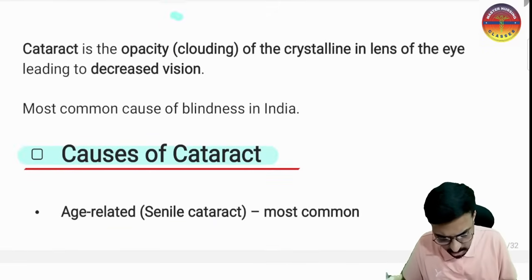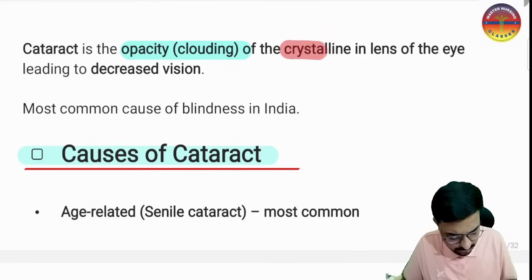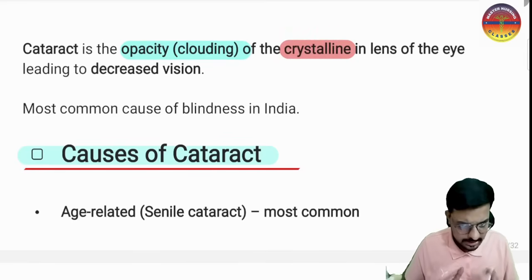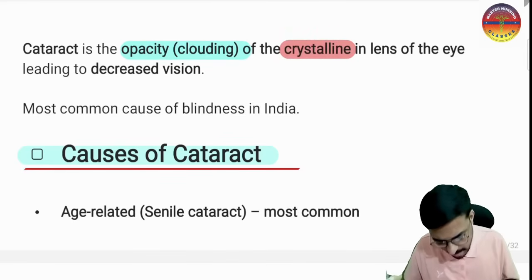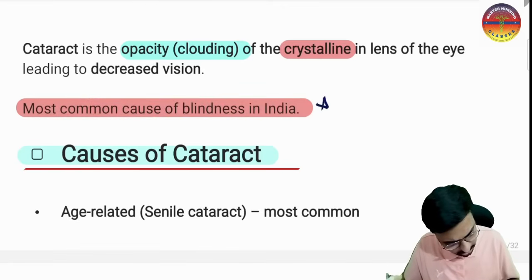Cataract is just an opacity or clouding of the lens, and it is actually a problem of the crystalline protein inside the lens. That is the very important thing, and this is the most common cause of blindness in India, a very important and golden point.